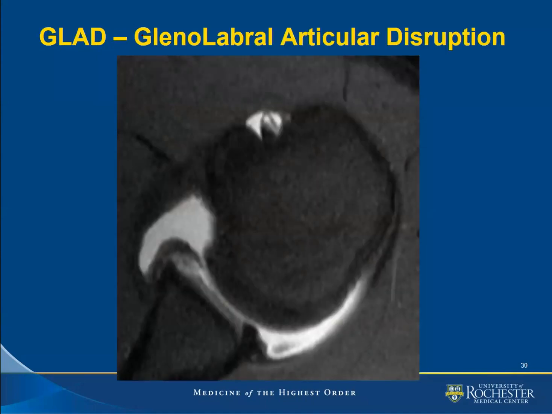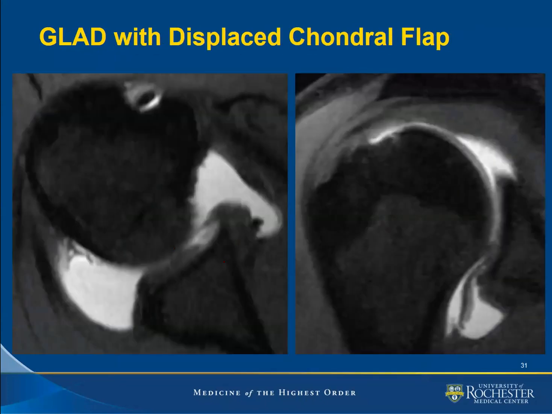Now the GLAD injury, or the GlenoLabral Articular Disruption, is referring to a full thickness cartilage defect involving the anterior inferior glenoid, which propagates into the labrum and is associated with anterior inferior labral tears. A better example on the next slide, we could see a full thickness cartilage defect involving the anterior inferior glenoid articular cartilage with extension into the anterior inferior labrum. In this case, the full thickness cartilage defect resulted in this cartilage flap, which extended inferiorly into the axillary pouch.